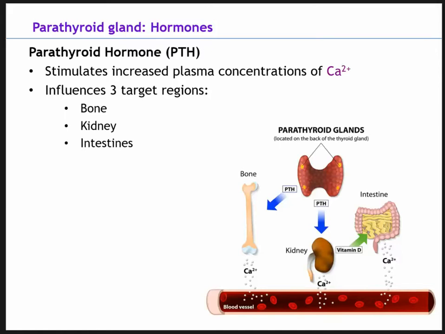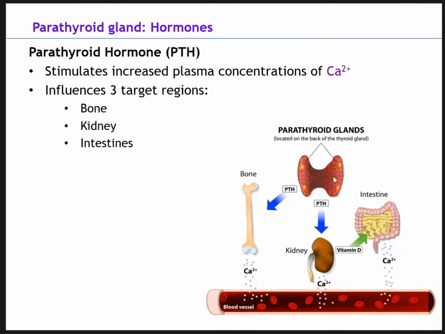It has an effect on 3 target areas, and if we look at this picture, we can see this. So we see the PTH is going to be released from these glands, and it's going to impact bone. When it impacts bone, it stimulates calcium release from the bone, and we can see that here. And then calcium will get into the bloodstream.